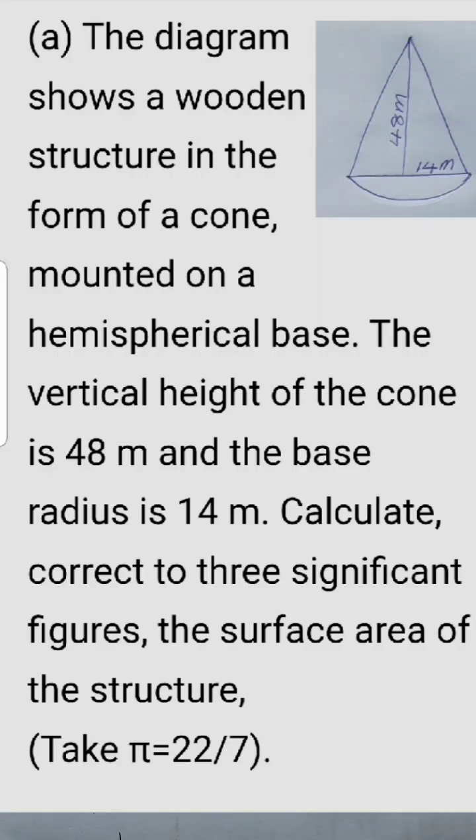Diagram shows a wooden structure in the form of a cone mounted on a hemispherical base. The vertical height of the cone is 48 meters and the base radius is 14 meters. Calculate, correct to 3 significant figures, the surface area of the structure. Take pi to be 22/7.